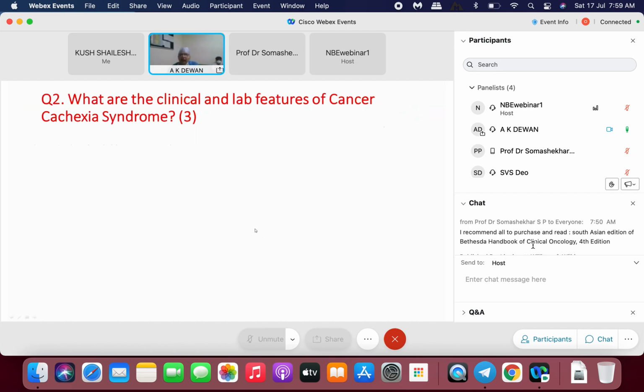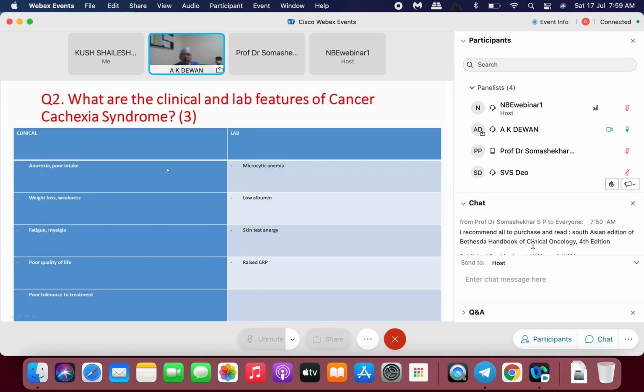What are the clinical and lab features of cancer cachexia syndrome? Mind you, this is of 3 marks. Lab features are microcytic anemia, low albumin, skin test anergy, and raised CRP. Clinical features are anorexia, poor intake, weight loss, weakness, fatigue, myalgia, poor quality of life, poor tolerance to treatment. I don't expect you to write everything, but justify your 3 marks.